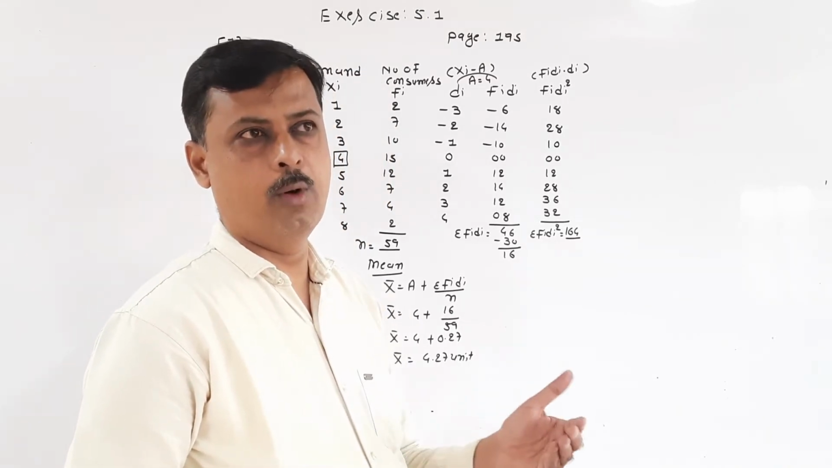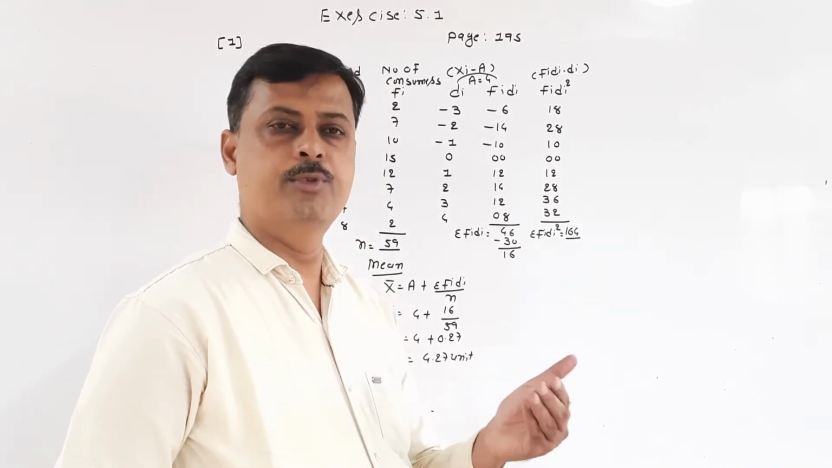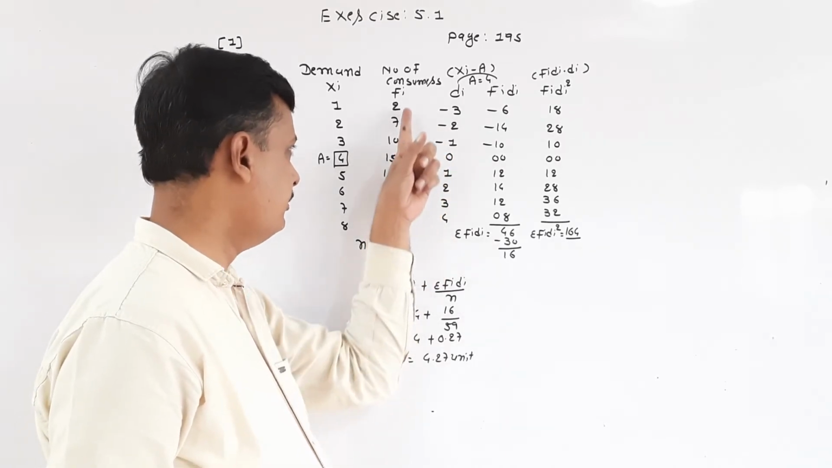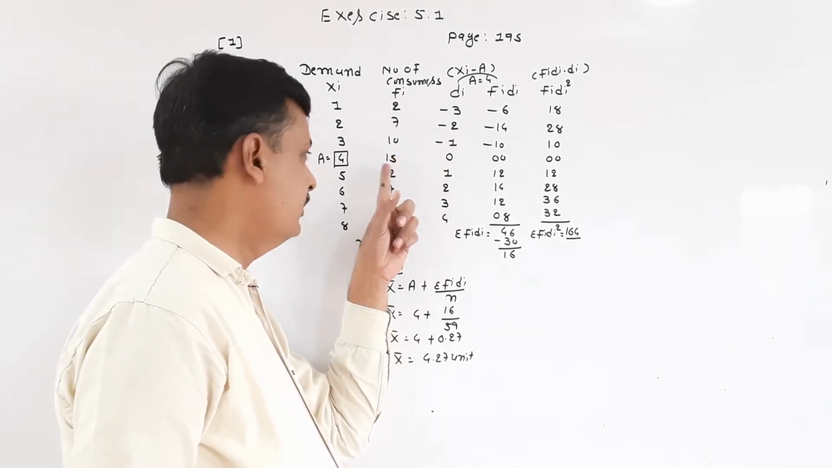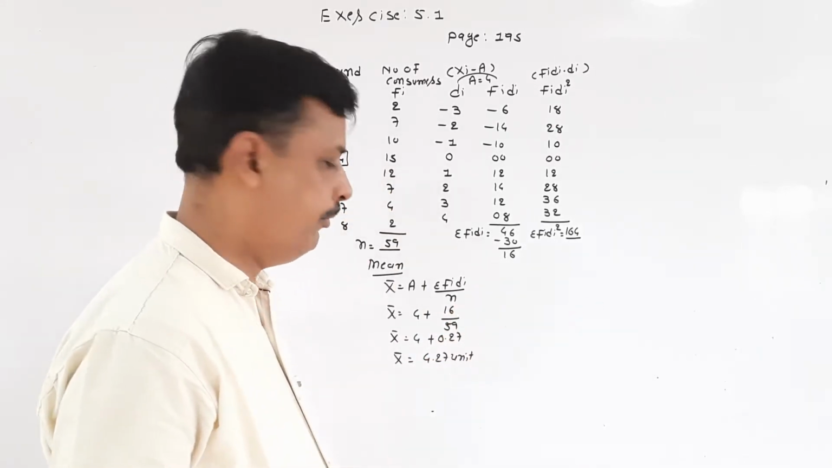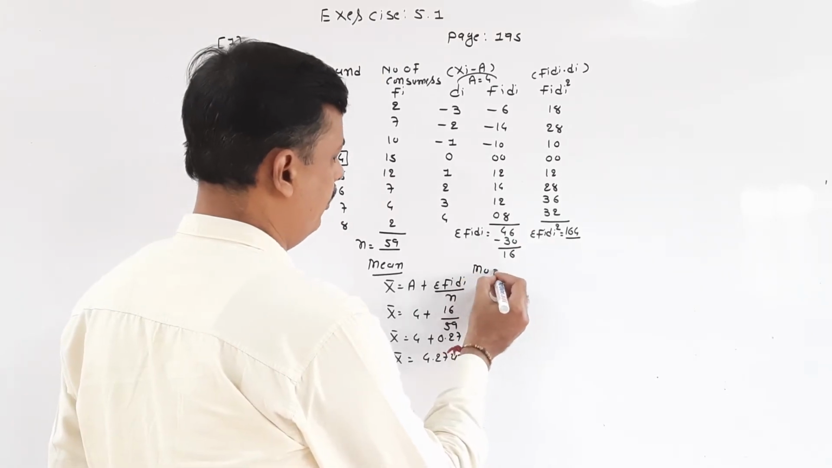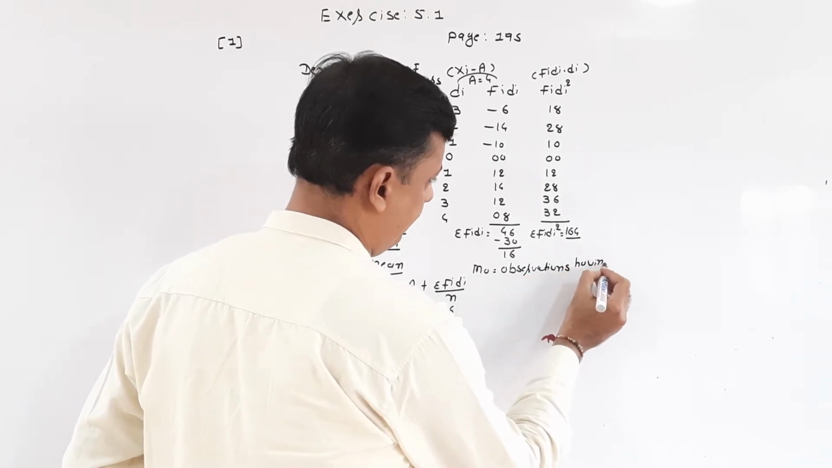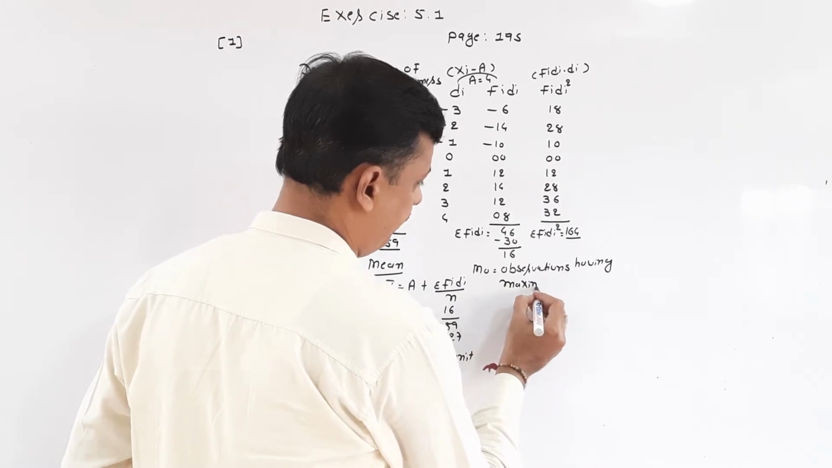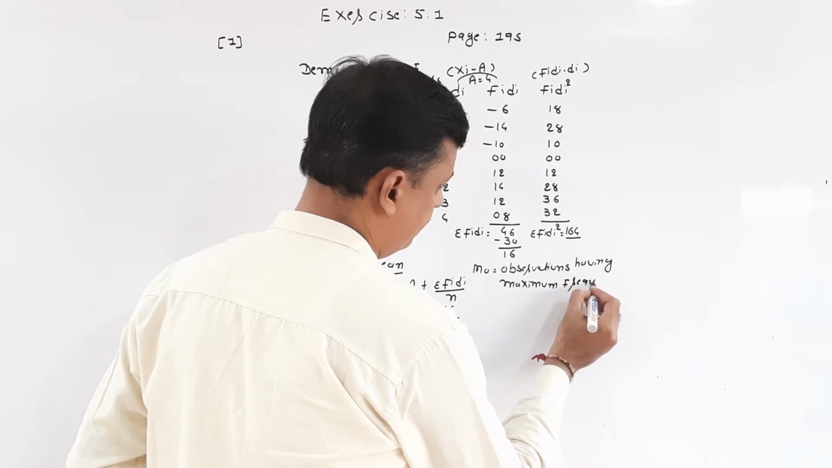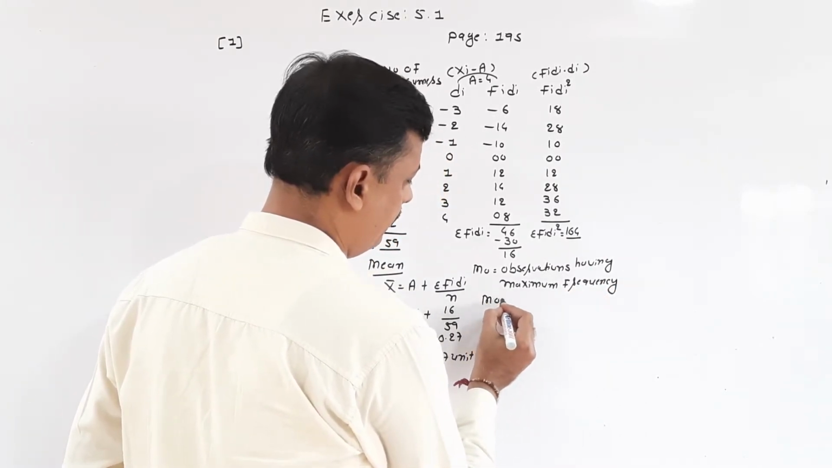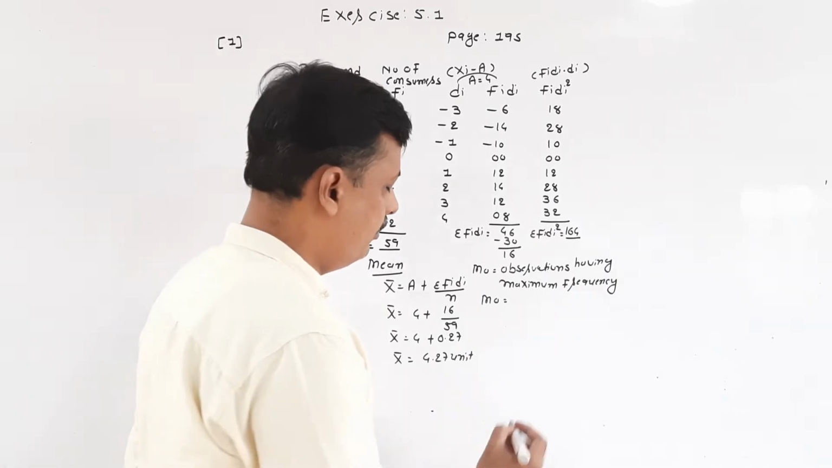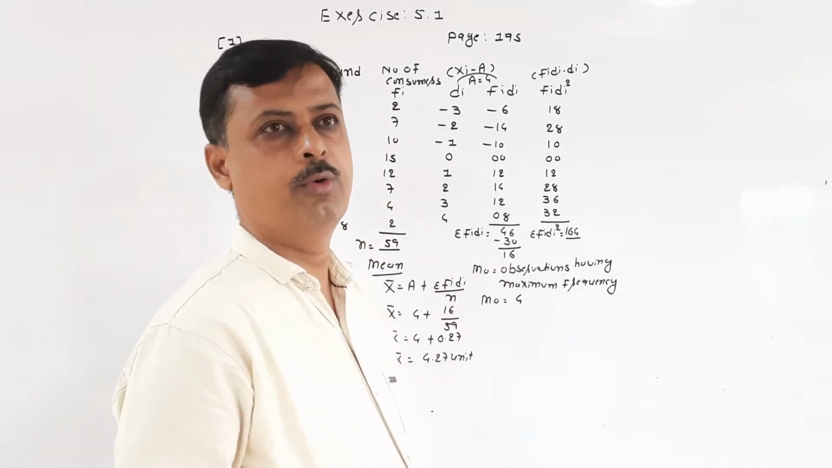Now we have to find mode, MO. Mode means the observation having maximum frequency. So here look at which is maximum in the frequency. Maximum frequency is 15, against it the observation is 4, so mode will be 4. MO means observation having maximum frequency. So here maximum frequency is 15 and observation is 4. MO is equal to 4.